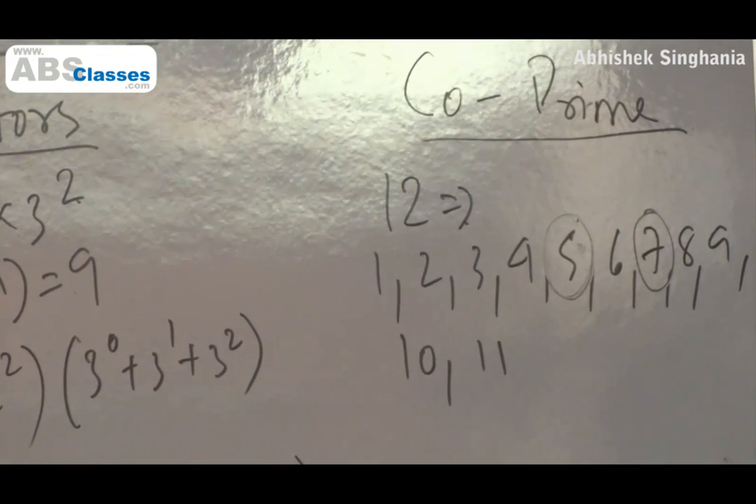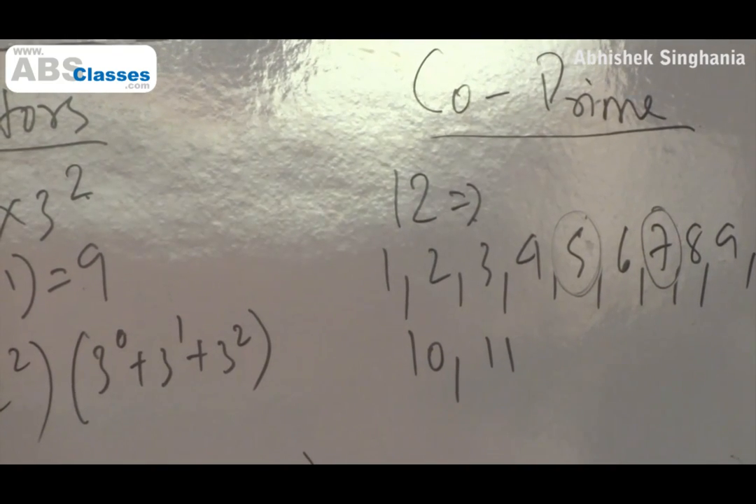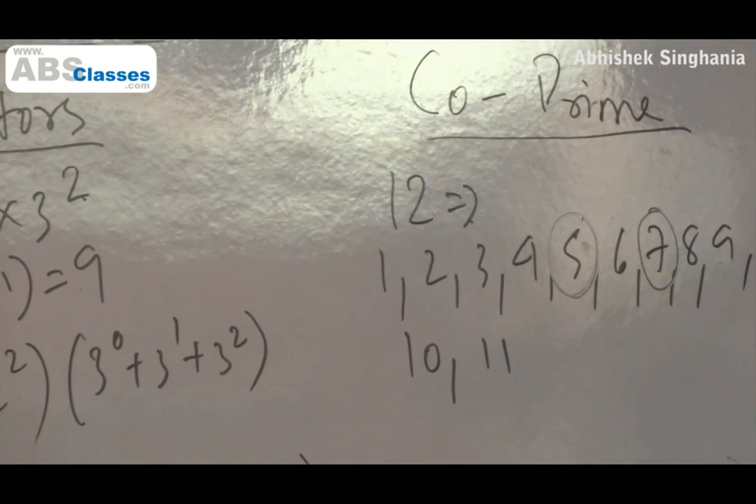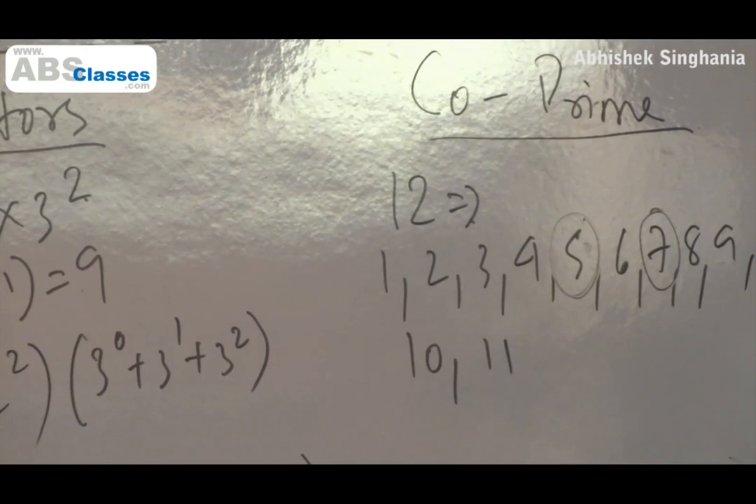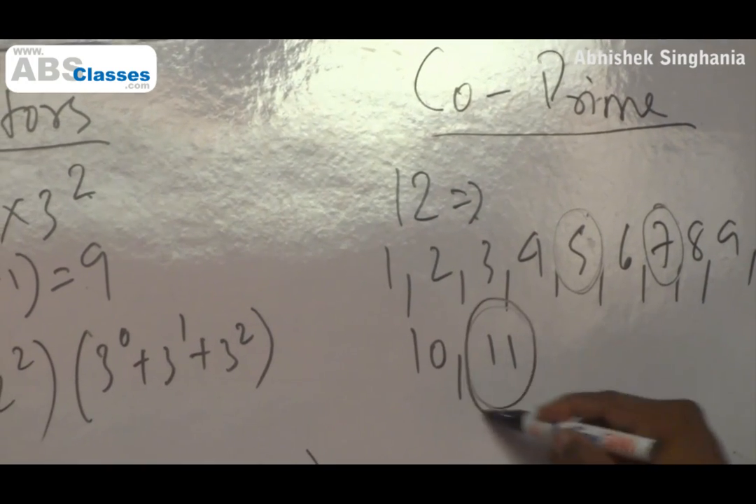9 is not a factor of 12, but it has a common factor with 12, which is 3. 3 divides 9 as well as 12. Same goes for 10. 10 is divisible by 2, as 12 is divisible by 2. 11 is another number which is co-prime with 12, no common factor.